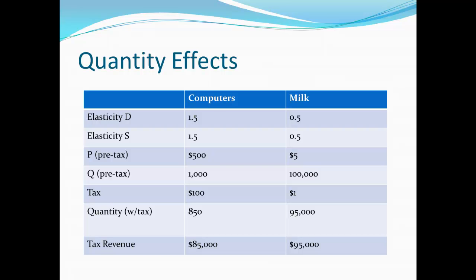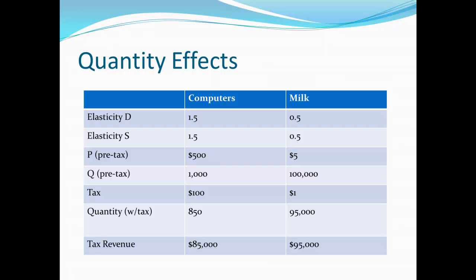But the quantities offset this. So $500,000 total is being spent on computers, $500,000 total is being spent on milk. Then we're thinking about a tax in these two different markets, and we made them proportional. So we're thinking about a $100 tax in the market for computers, roughly 20% of the price, and then a $1 tax on milk.